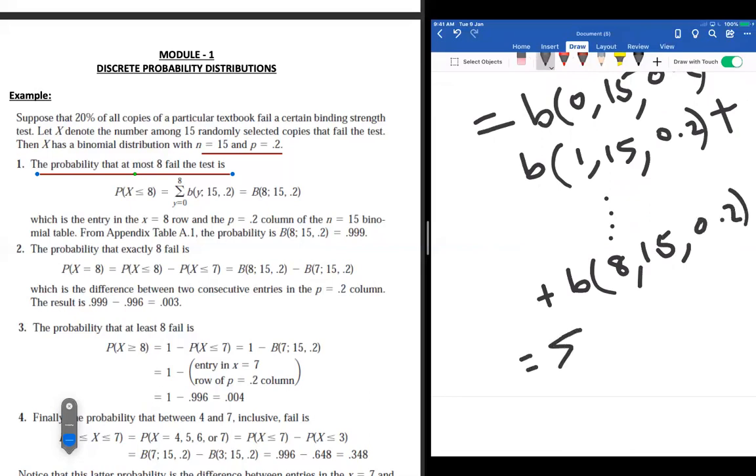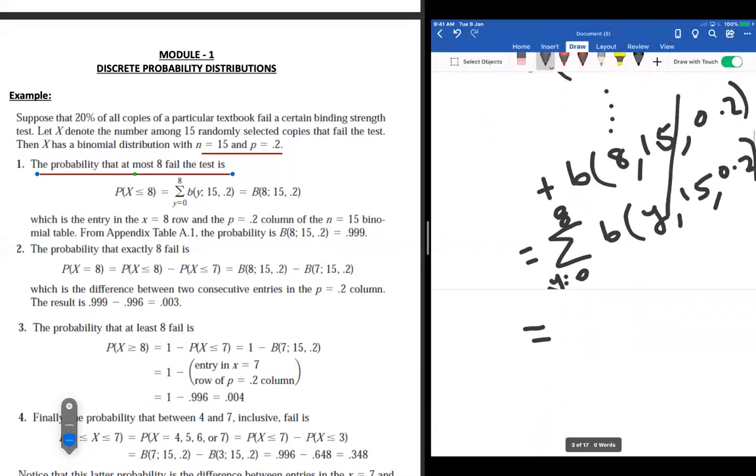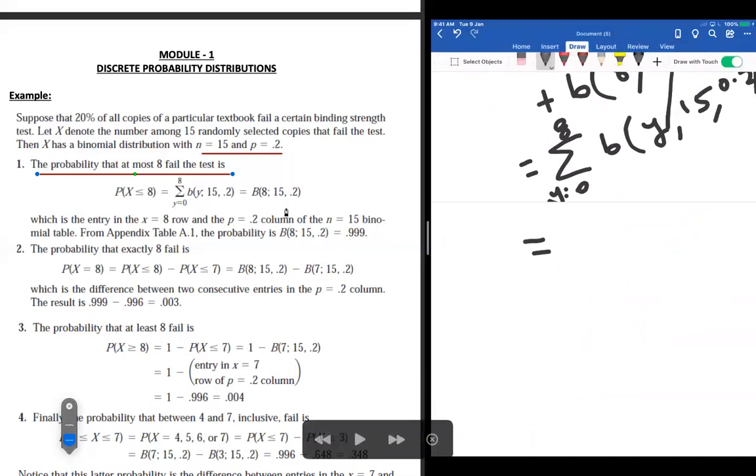This is equal to the sum of b(y; 15, 0.2) for y equal to 0 to 8. So this is the cumulative distribution function of the binomial distribution, and it can be calculated by using the table.